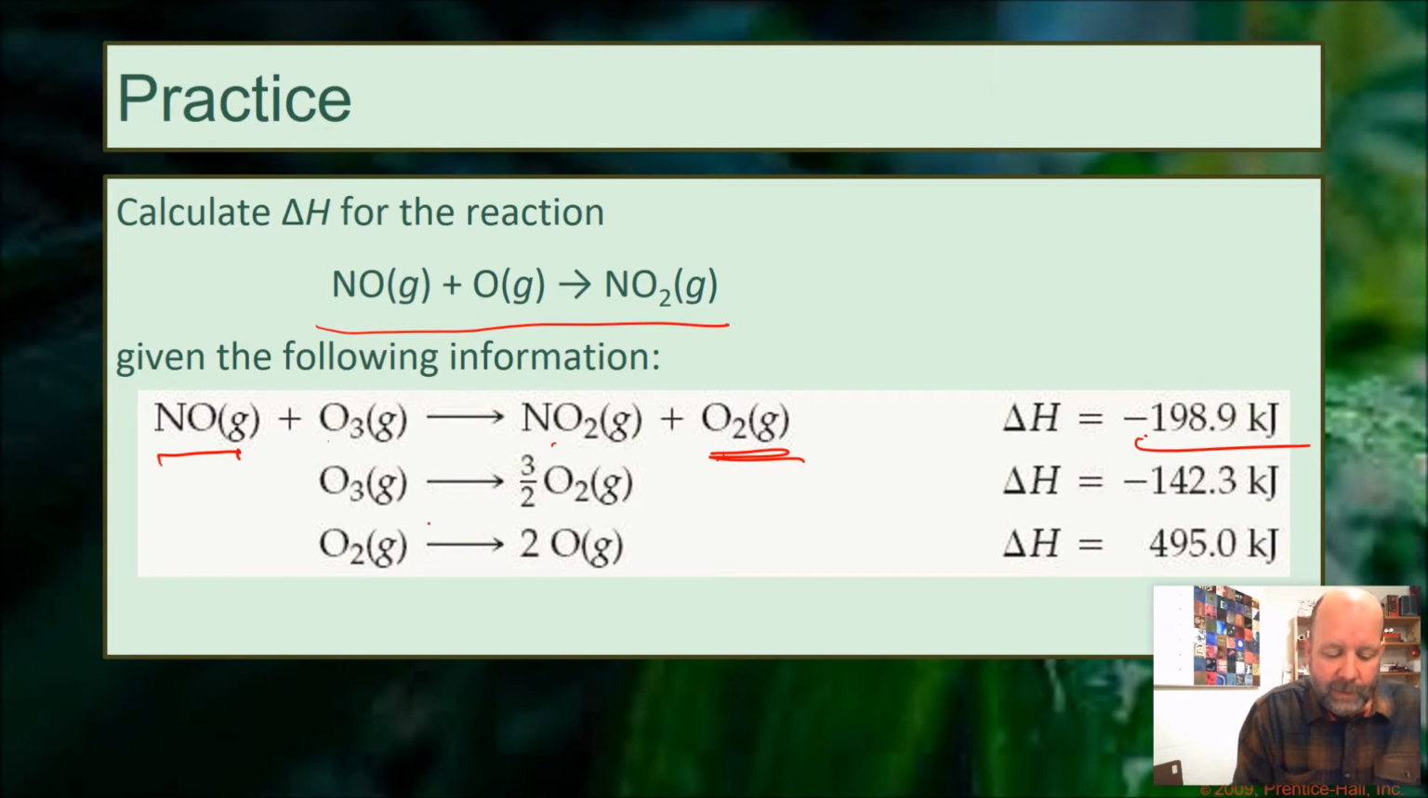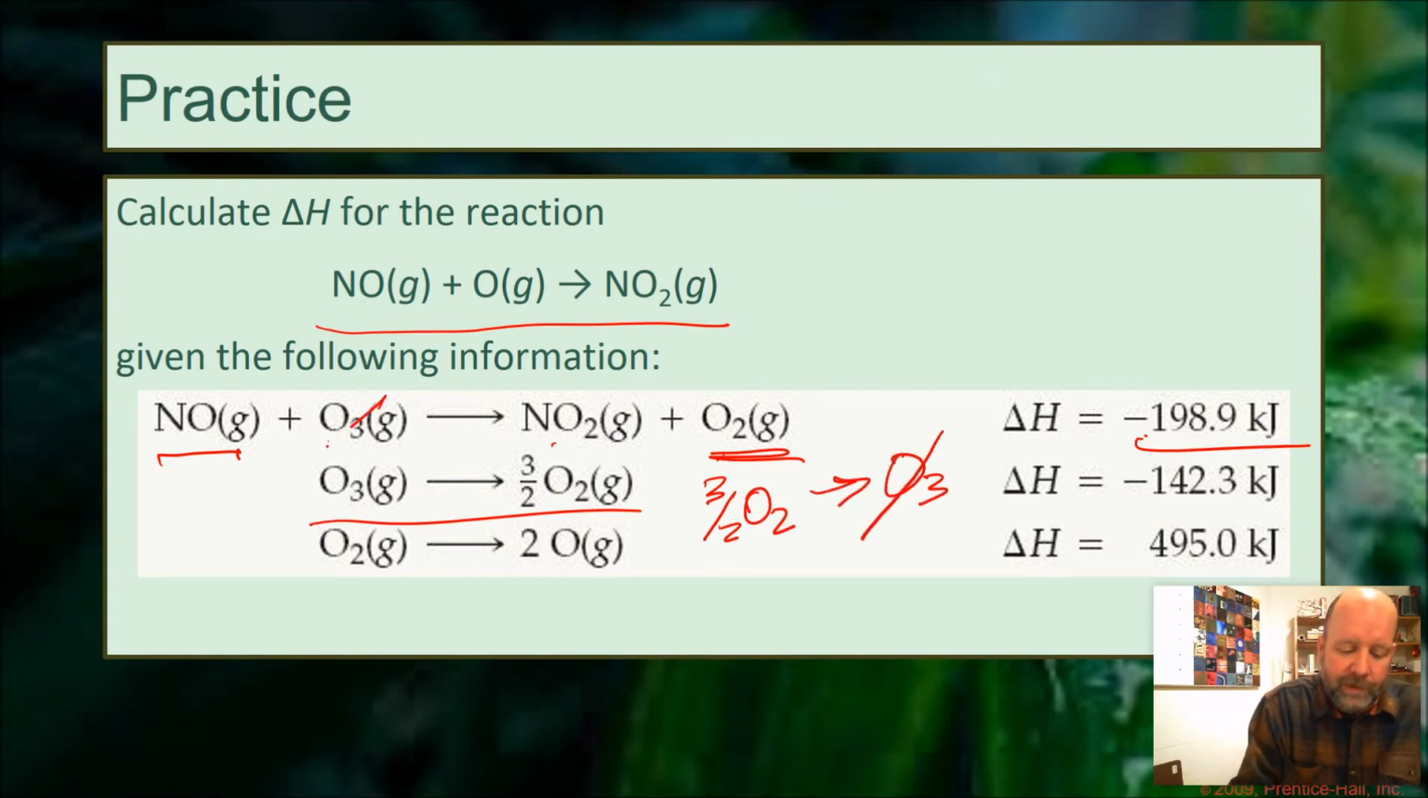If I use this one, if I flip this, then I get 3/2 O2 yields O3. And now my O3 is gone. I got rid of that. And if I cancel that out, I'm going to end up with not 3/2, but 1/2 O2 on this side. So let's see if I can get rid of that. And it looks like I can in this last reaction. So I'm flipping this one, and that's all.